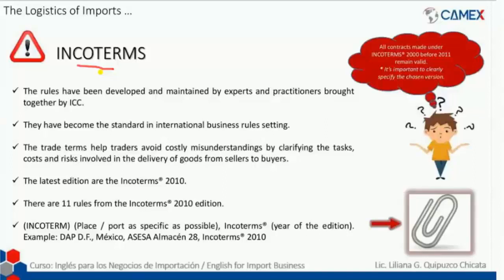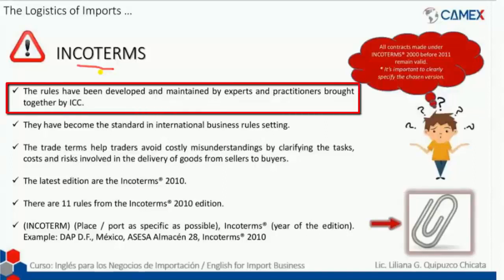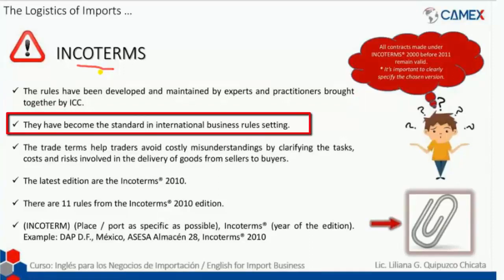So, Incoterms are rules that have been developed and maintained by experts and practitioners, and they are brought together by the ICC, the International Chamber of Commerce. They have become a standard in international business for rule setting. So, as a standard, if you do business with a Chinese, you're going to use Incoterms. If you do business with a Japanese, you're going to use Incoterms. If you do business with a person that is in the United States of America, you can use the Incoterms and you can use those rules.